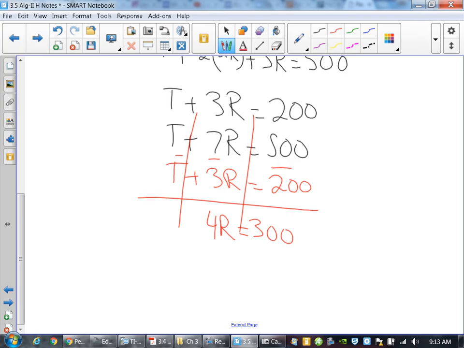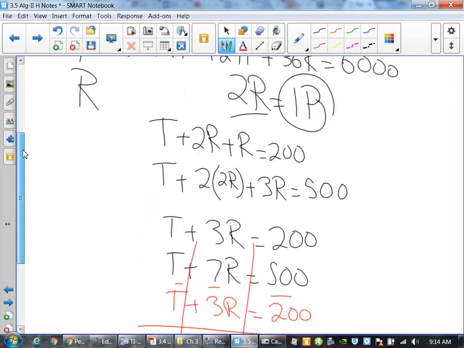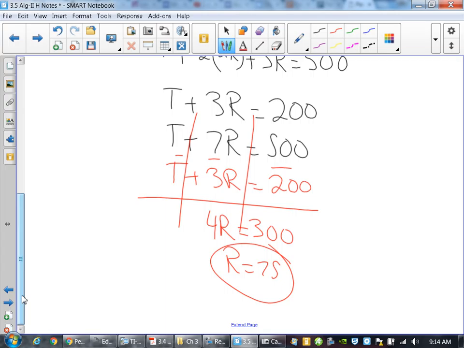What's half of 300? What's half of that? 75. You need 75 rugby shirts, which means you need 37.5. Why did you add T plus 3R? Why did you put T plus 3R?